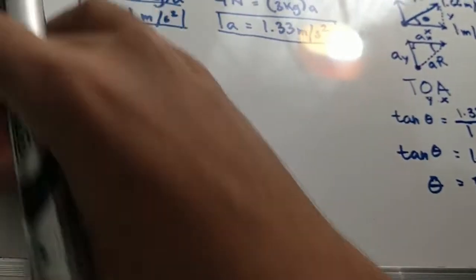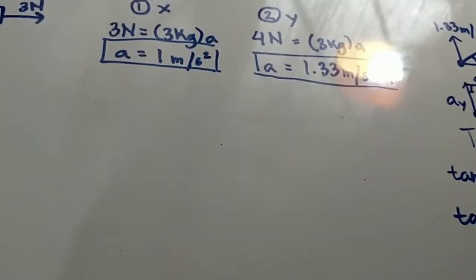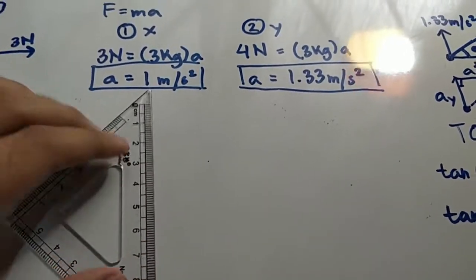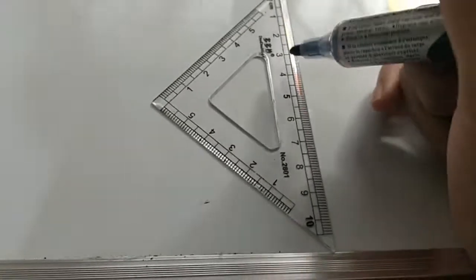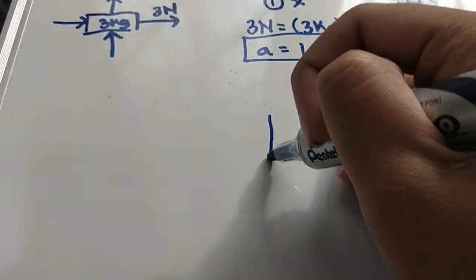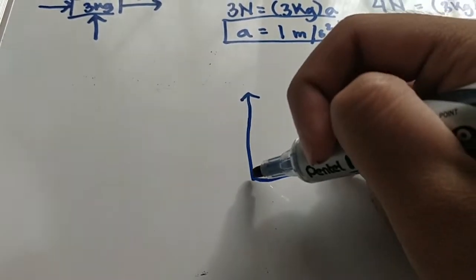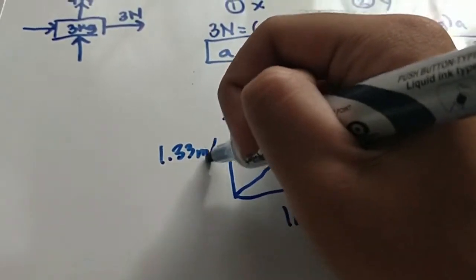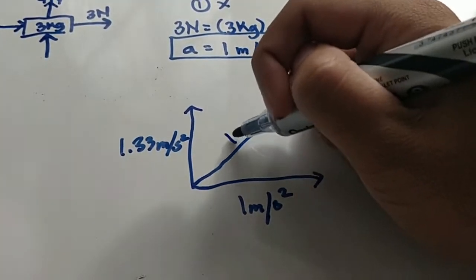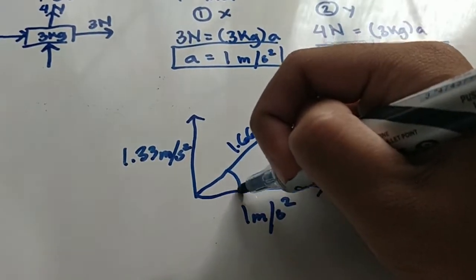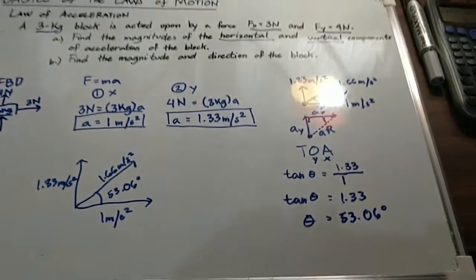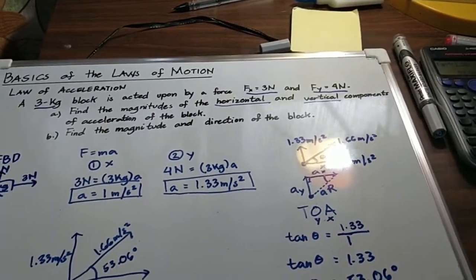Ang gulo. Wait lang. Lagyan natin ng ruler. Hirap naman, wala naghahawak ng isa kong kamay. Yan na. So, ito yung sa Y. Ito yung sa X. Ito yung resultant mo. 1 meter per second squared, 1.33 meters per second squared, then 1.66 meters per second squared. Then, may angle siya na 53.06 degrees. So, let's proceed to the next problem.